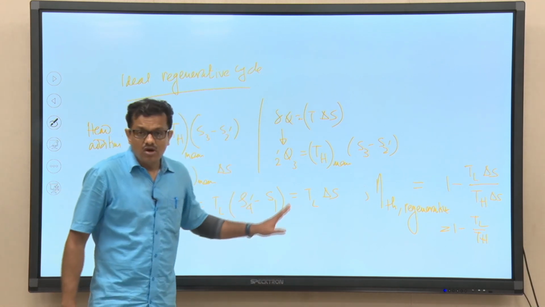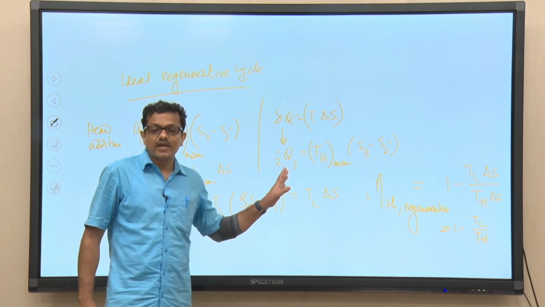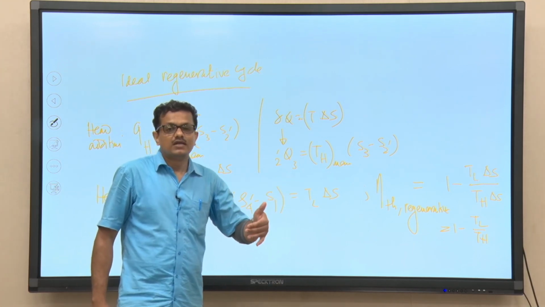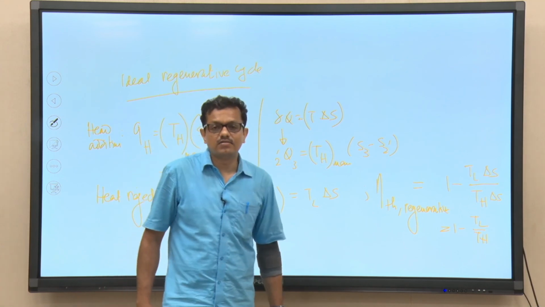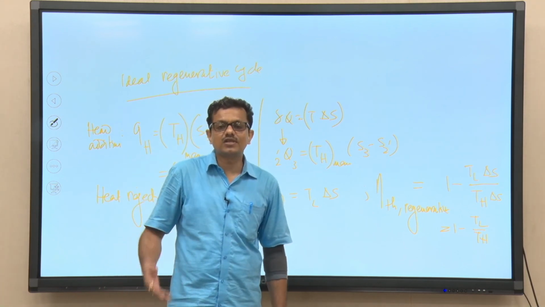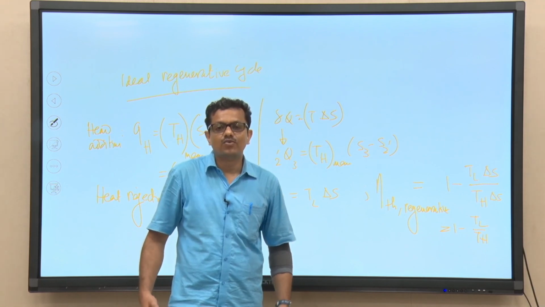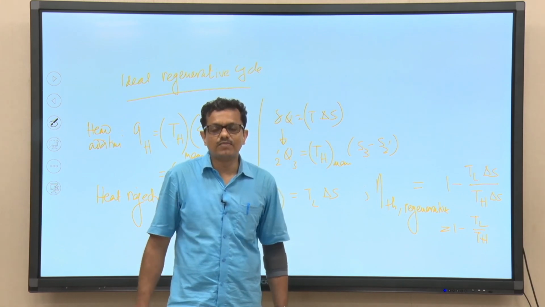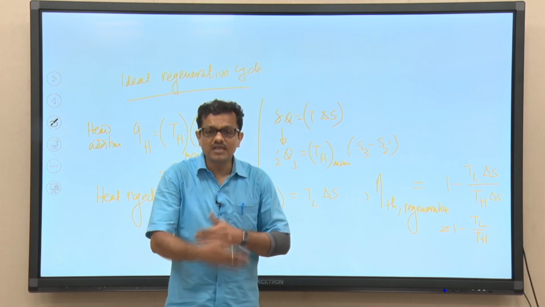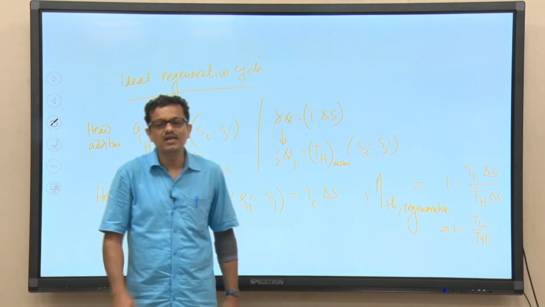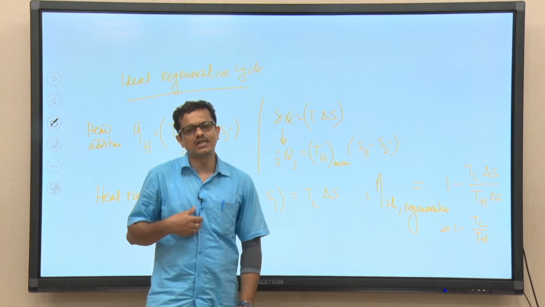Though the ideal regenerative cycle may not be feasible in practice because of its disadvantageous feature, that the moisture content of steam leaving the turbine will increase and it may lead to turbine blade erosion, there are several other means by which we can still have regeneration, and those aspects we will be discussing in the next class.